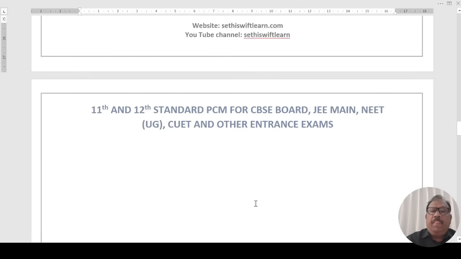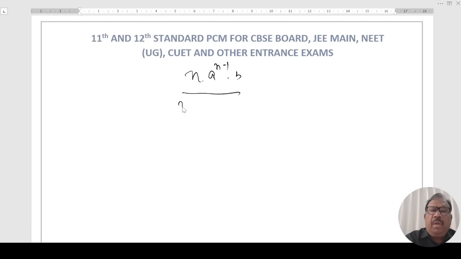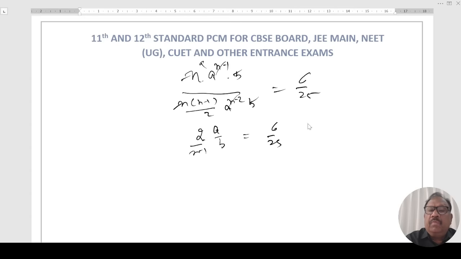On further simplification, nC1 value is n, a to the power n minus 1 into b upon nC2, which is n into n minus 1 by 2, a to the power n minus 2 b square, equal to 6 by 25. On simplification, this and this go, a remains, b remains. So twice a upon b upon n minus 1 equal to 6 by 25.